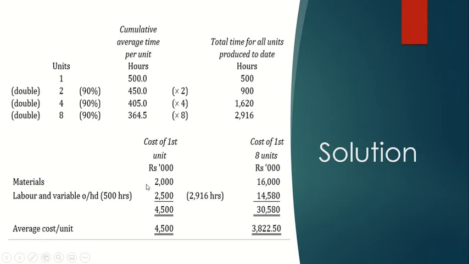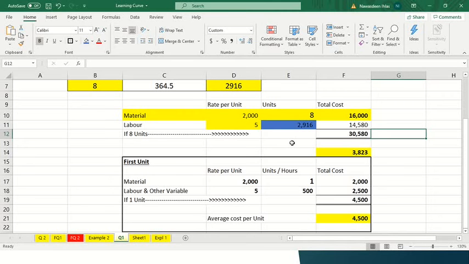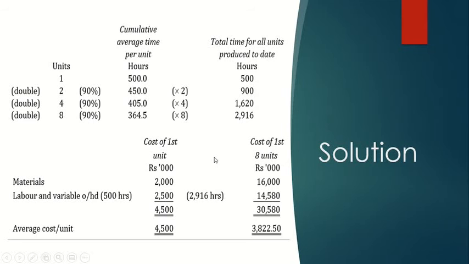So here you can see the answer. As I explained, 30,580 will be the, here you can see when output is doubling, we can apply the tabular approach. Yes, here they are asking the cost of first unit and 8 units. So here you can see we can apply the tabular approach. Here cumulative average time requirement 500 hours, 450, 405, 364. Right. Here total time consumption they have computed. You can multiply with the average time by number of outputs. Then we can find the total time requirement.